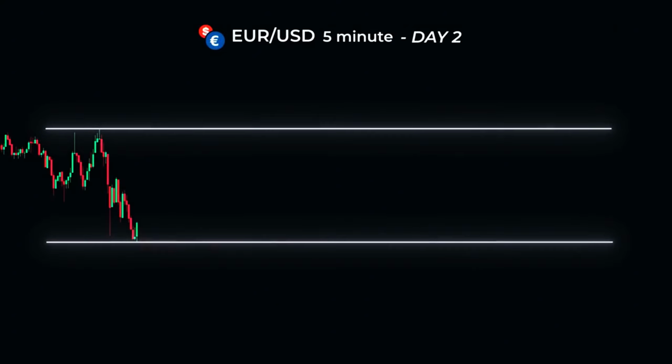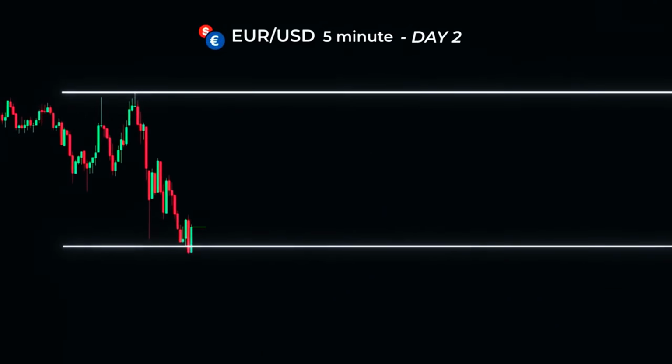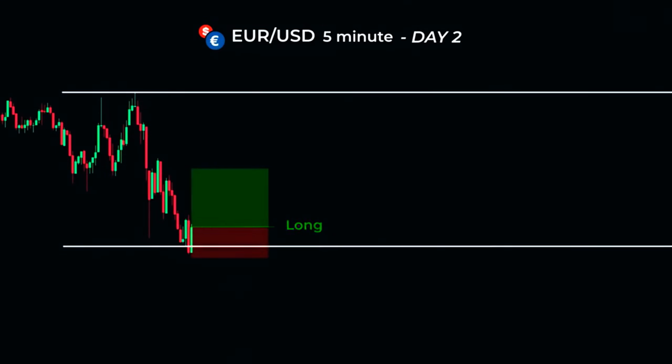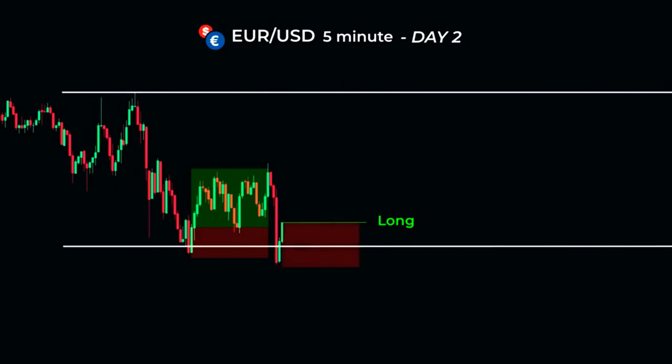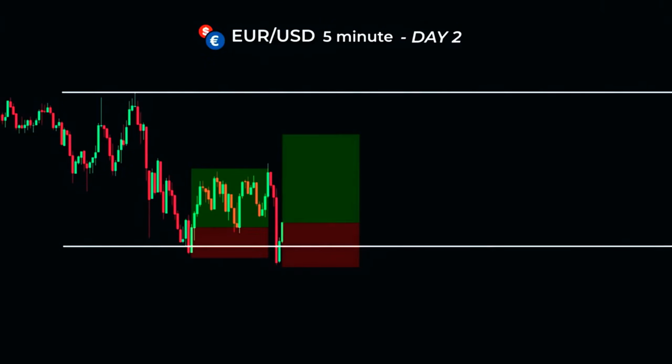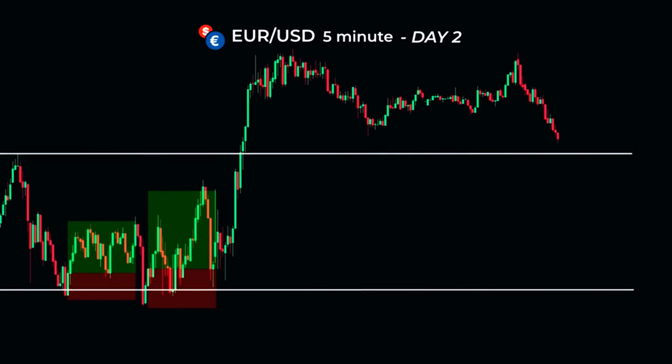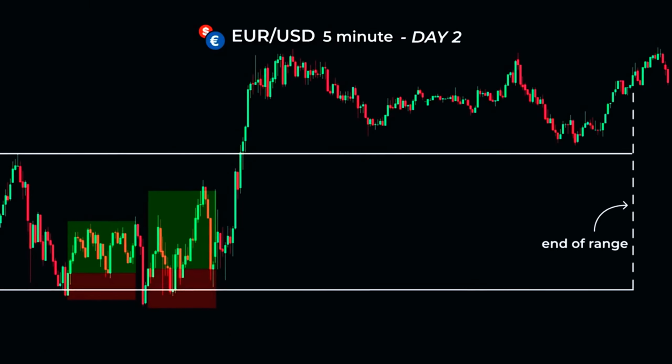Here, we marked the 4-hour range. Then, price quickly gave a long setup. Stop loss at the lows, take profit at 2 times risk. Price hits the target, so that's a 2R gain. Later, price gave another long setup. Stop loss is set at the lows, take profit at 2 times risk. And price hits the target again, another 2R gain. After that, price broke above the range and didn't re-enter until the end of the range. So there were no setups taken.